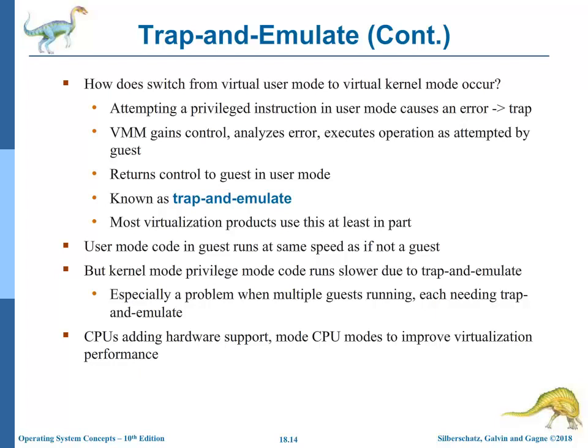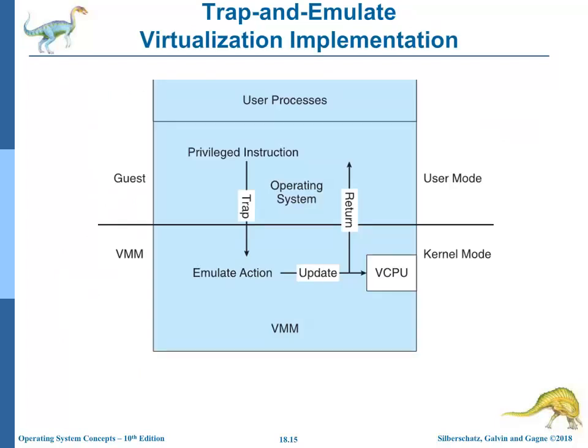Note, kernel mode privileged commands run slower due to trap and emulate. We can see privileged instructions run slower. All non-privileged instructions run natively on the hardware, providing the same performance for guests as native applications. Privileged instructions create extra overhead, however, causing the guest to run more slowly than it would natively.